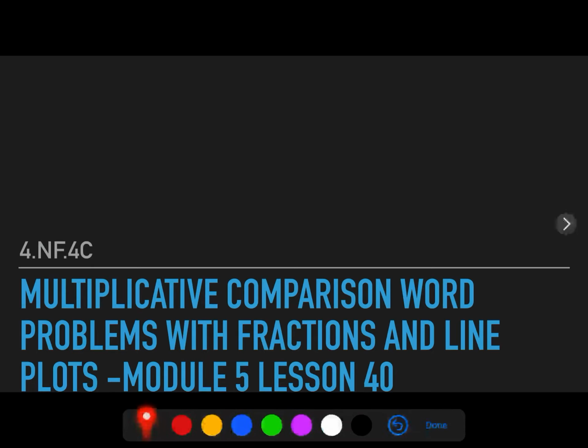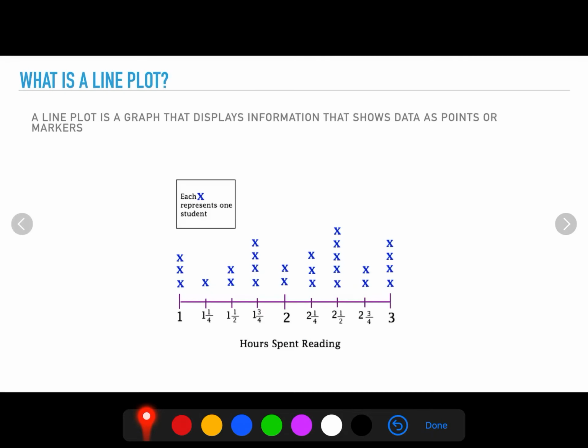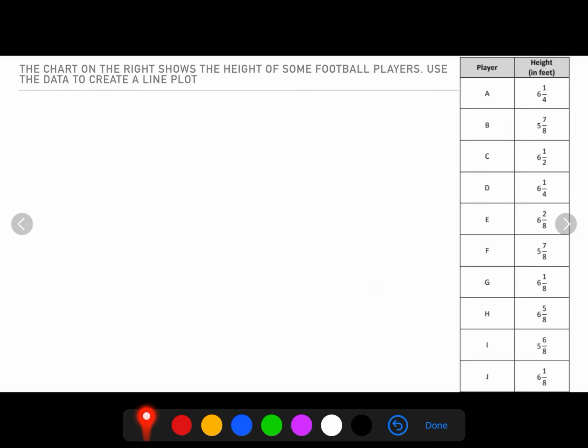In today's lesson, we're going to continue with our theme for word problems, this time focusing on line plots. But what is a line plot? A line plot is a graph that displays information that shows data as points or markers. So these little X's are markers, and in this line plot, each X represents one student. And each student, it shows that in this line plot is the hours that they spent reading.